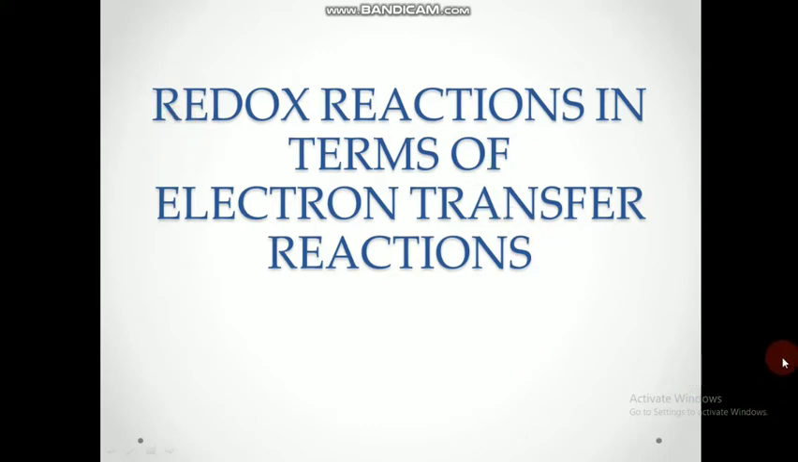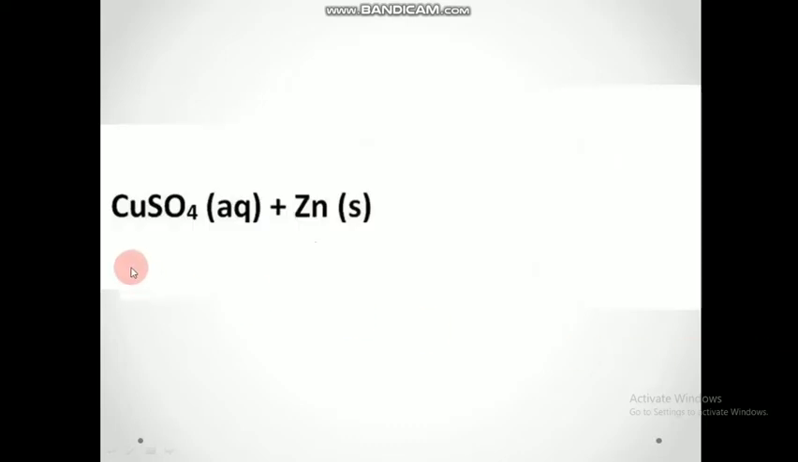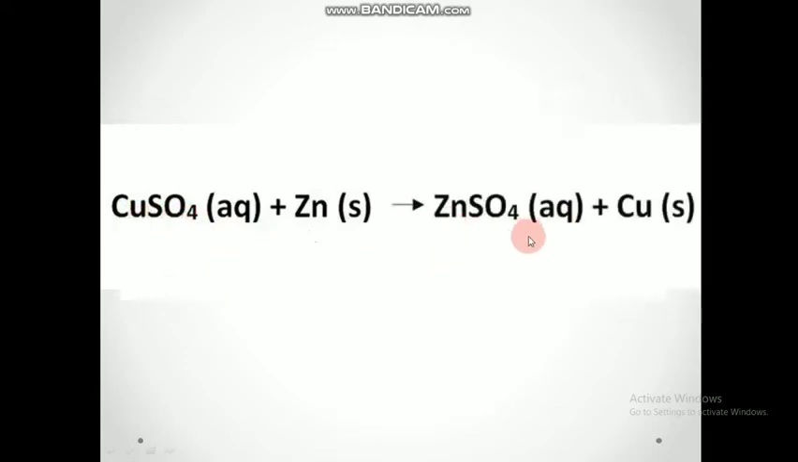Let's move on. Taking a reaction, CuSO4 plus Zn. So zinc and copper sulfate react together to form zinc sulfate and copper. This is a very famous reaction and it's a redox reaction too. So how will we understand whether it's a redox reaction or not? We don't have oxygen or hydrogen here, and we don't speak in terms of electronegativity or electropositivity here. Now what we are going to speak about is the electron transfer.